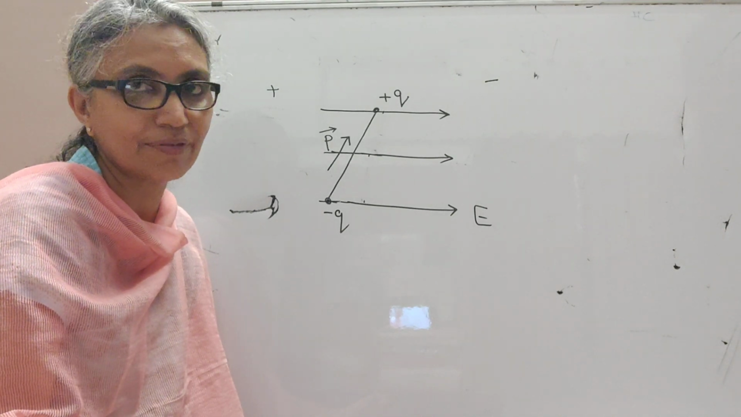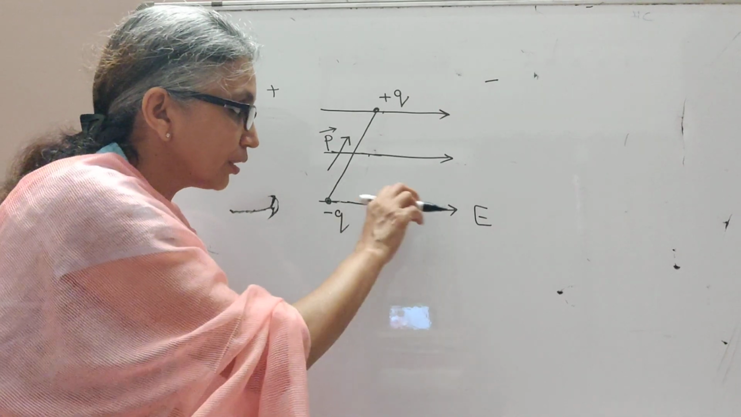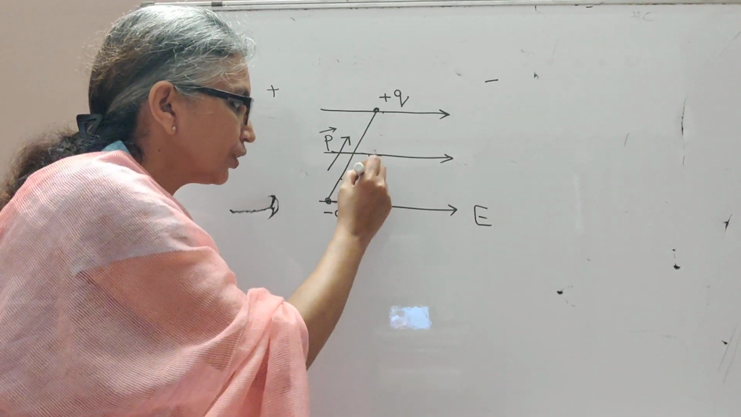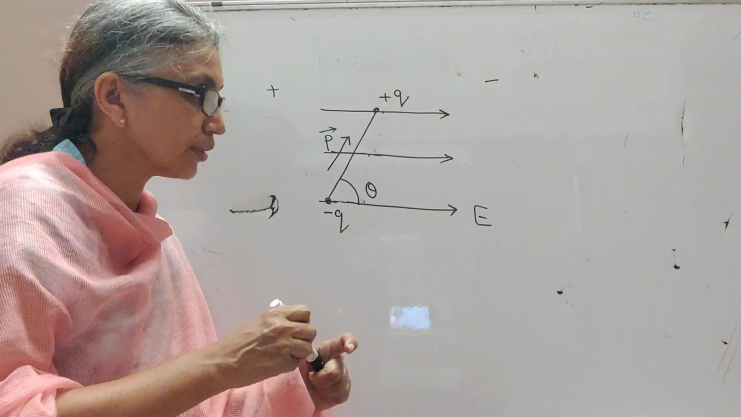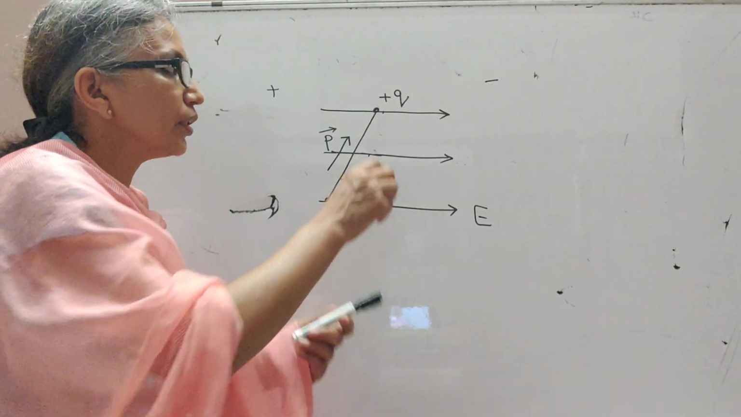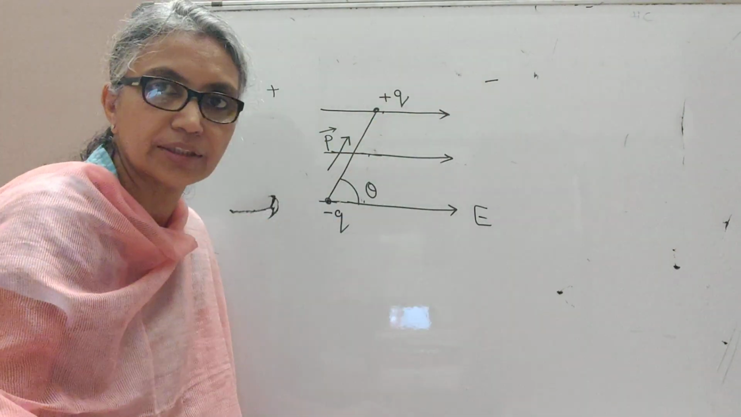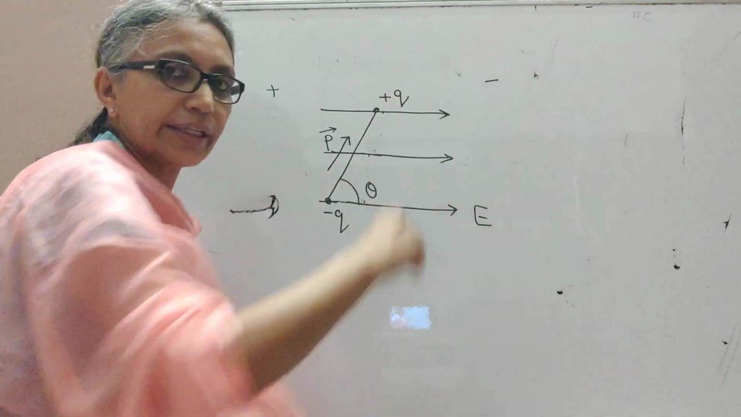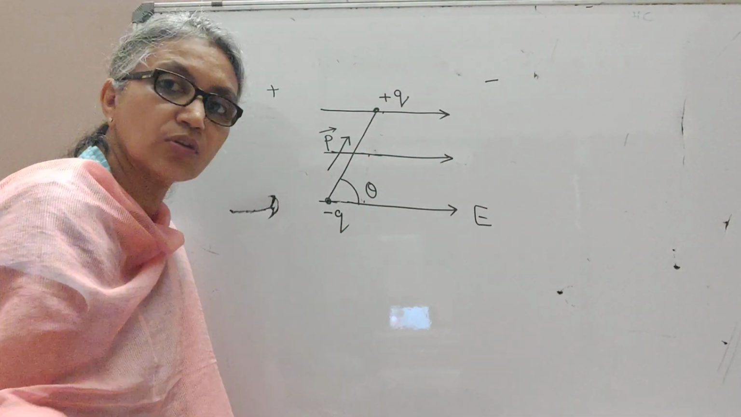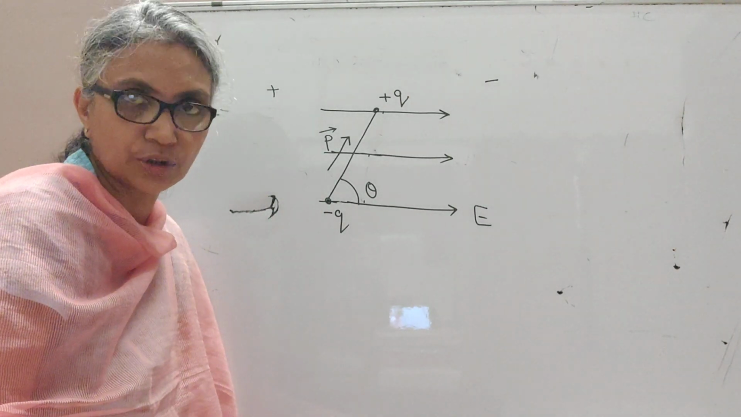Dipole moment, as you know, is a vector quantity. The angle that the dipole moment P makes with the electric field, that angle is what we denote as theta. Now we already learned in the first chapter that because you have an electric field, this plus Q will be attracted towards the negative plate with a force given as QE. And the minus Q also will be attracted towards the positive plate with a force equal to QE.